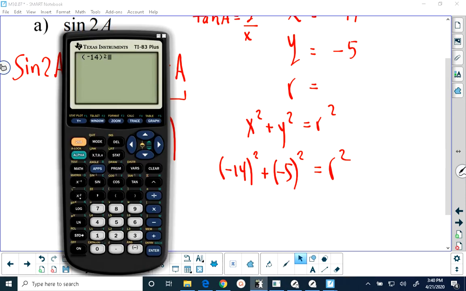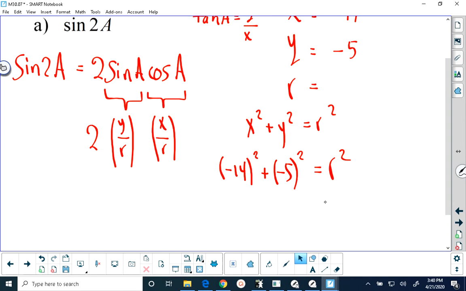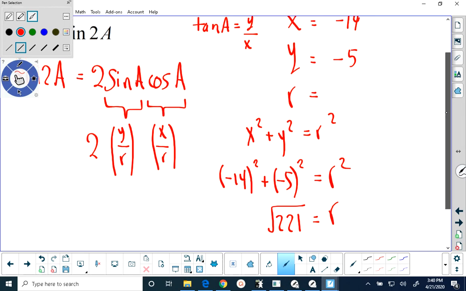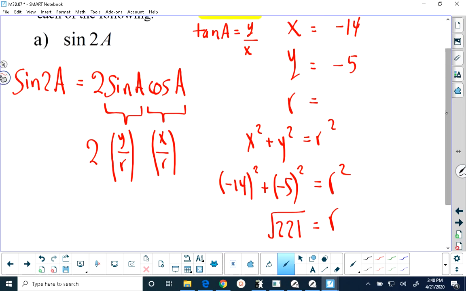-14 quantity squared plus -5 quantity squared. It's very important that you put the negative in the brackets because you have to square the negative. Many of you might just not put the negative in because you know it's going to become positive when you square it, and that's fine. I get 221 for r squared. And 221 is not a perfect square, which means that r equals the principal square root of 221. Well, we're just about done here. r is equal to root 221.